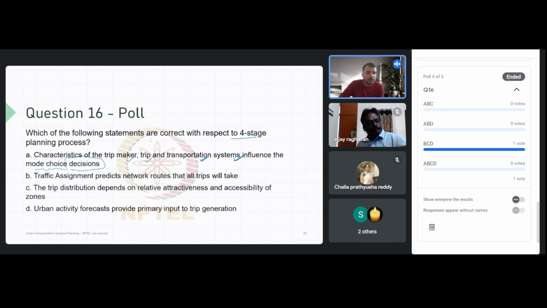So in that case people may prefer using a private vehicle. So what mode people choose will depend on the trip maker, trip, and the transportation system, all these 3 aspects. So A is correct. Traffic assignment predicts network routes that all the trips will take.